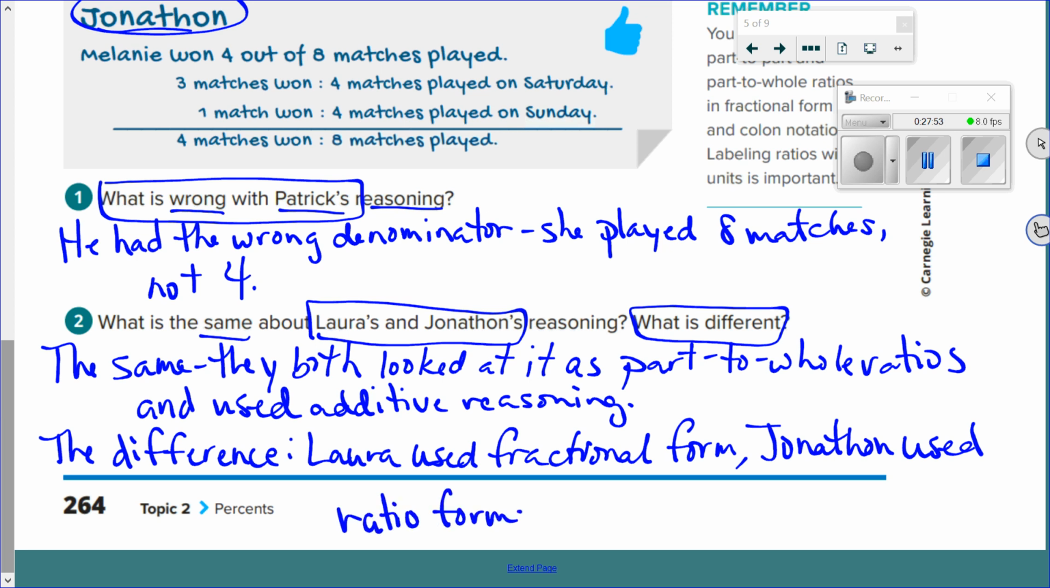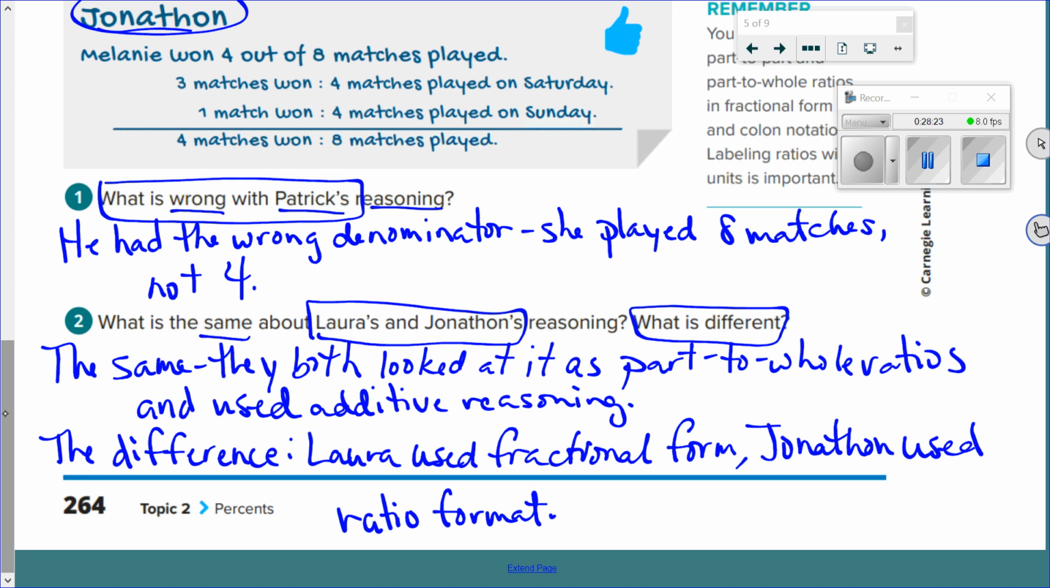So really the way they wrote the numbers is really the only difference. Other than that, their reasoning was exactly the same. They both understood they were looking at part-to-whole ratios. They both understood I need to add the parts together out of the whole to figure out what the total was. And they both got the same answer of 4 matches out of 8. So what percentage was that? 50%, not 100%. Everybody understood? Everybody got all that?